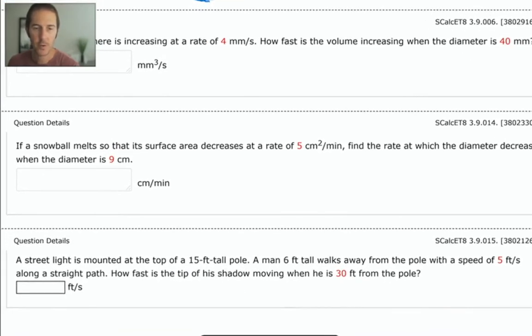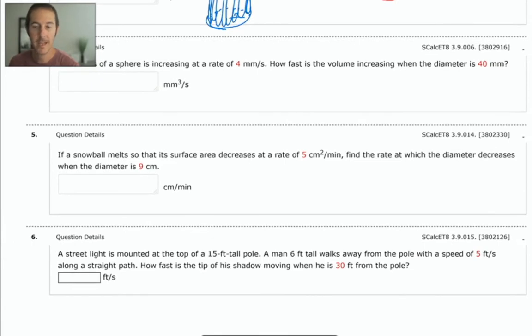A snowball, a sphere you think, melts so that its surface area decreases at a rate of 5 square centimeters per minute. Find the rate at which the diameter decreases when the diameter is 9 centimeters. We need an equation that describes the surface area of a ball. You could call it SA, I suppose, or just capital A, is equal to 4 pi r squared.